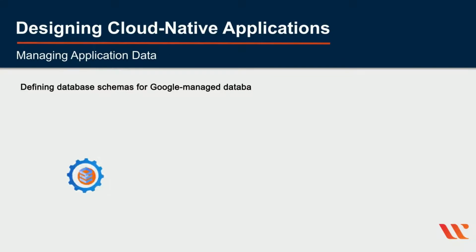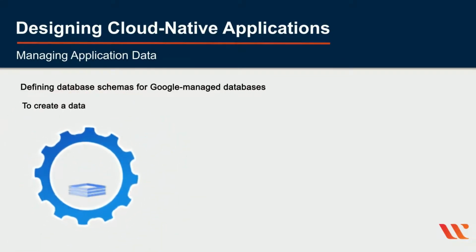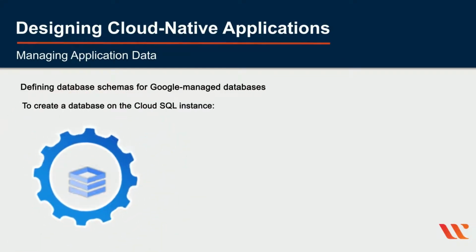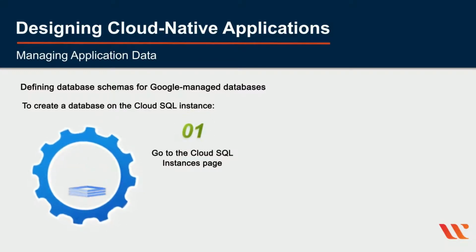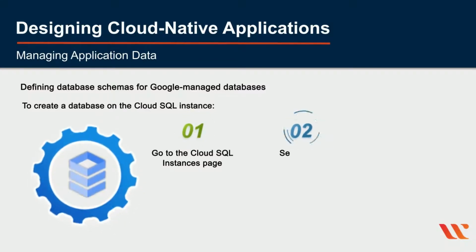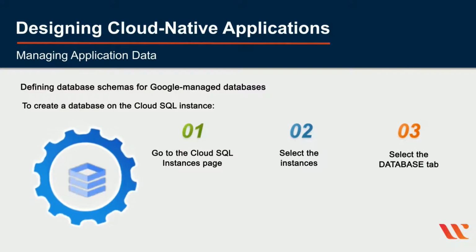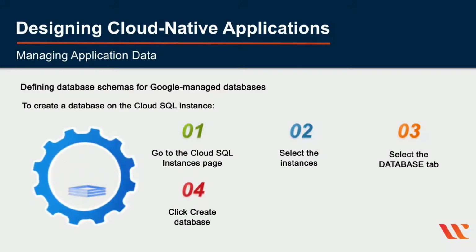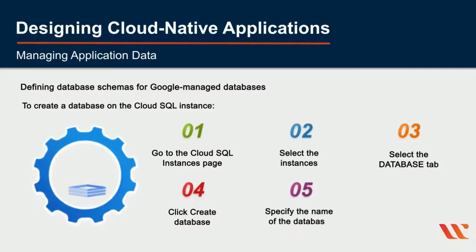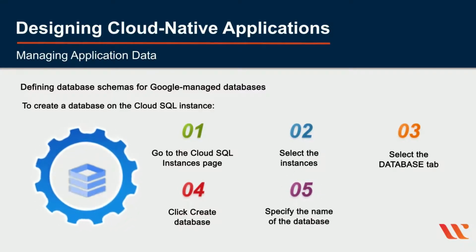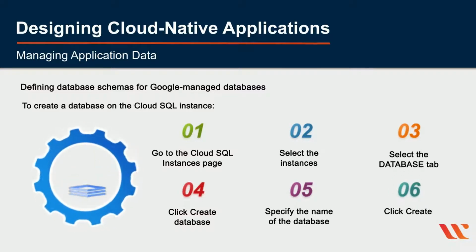Let's now look at the steps to create a database on the Cloud SQL instance. As the first step, you need to go to the Cloud SQL instances page in the Google Cloud Console. Then select the instance you want to add the database to. Next, select the Databases tab. Then click on Create Database. In the Create Database dialog, specify the name of the database and optionally the character set and collation. Finally, click on Create.